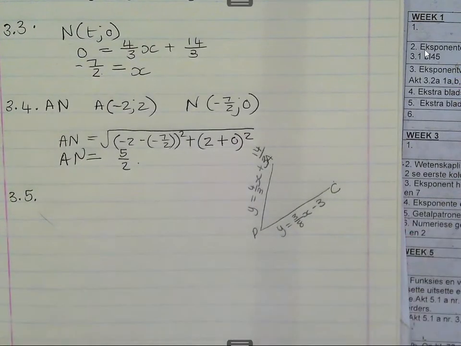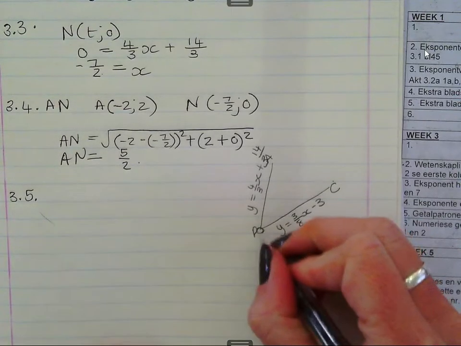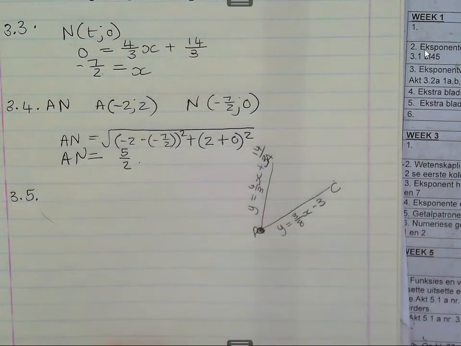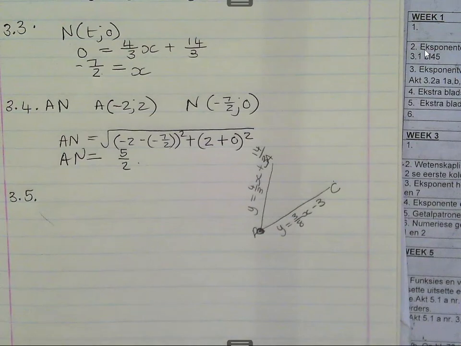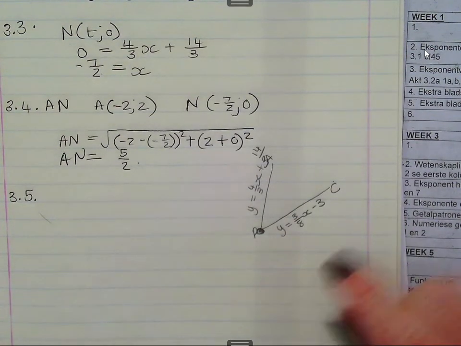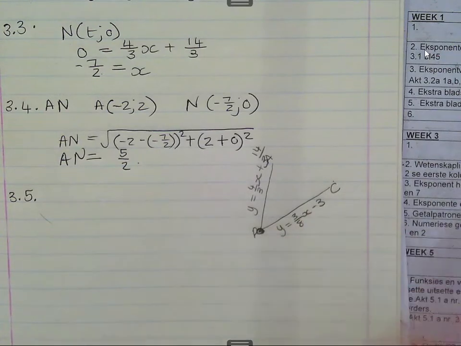3.5, very important. You have to find the coordinates of D, this one right here. But you don't have anything there. They are telling you that DC is defined by this equation. So obviously you need that for something. Otherwise they wouldn't give it to you here.